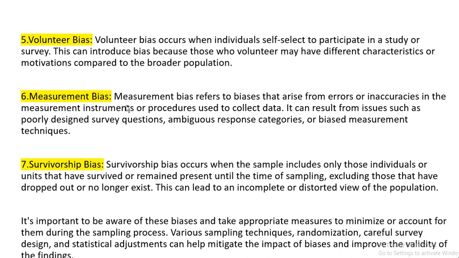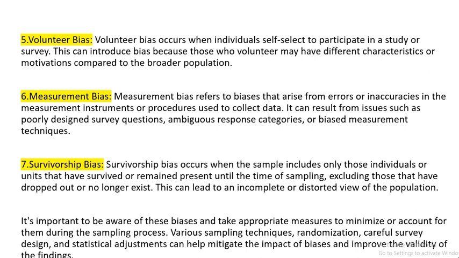6. Measurement bias. Measurement bias refers to biases that arise from errors or inaccuracies in the measurement instrument or procedures used to collect data. It can result from issues such as poorly designed survey questions, ambiguous response categories, or biased measurement techniques.